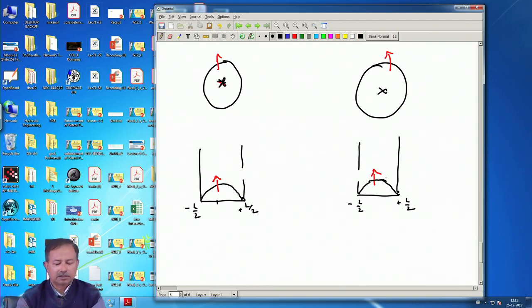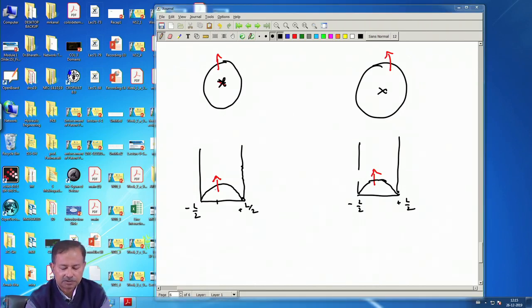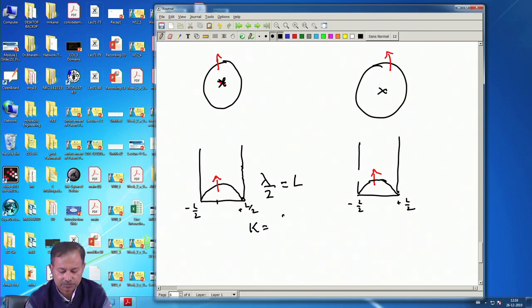We also can calculate the energy of these electrons trivially, very straightforward, because I know that this is the lowest ground state wave function. So, that means lambda by 2 has to be equal to L, right. Now, k is 2 pi by lambda. So, h cross square k square. So, this is 2 pi by 2L. So, this is pi by L.